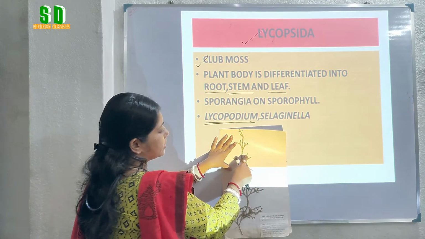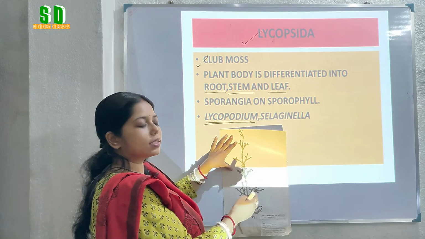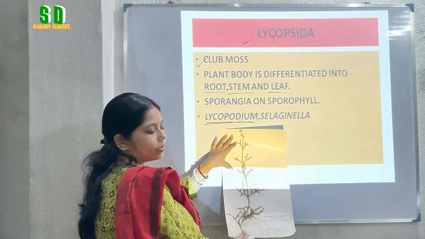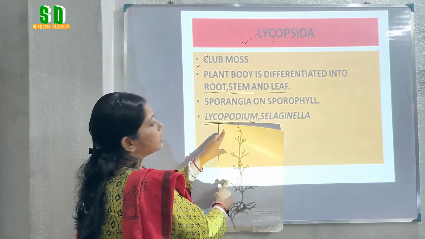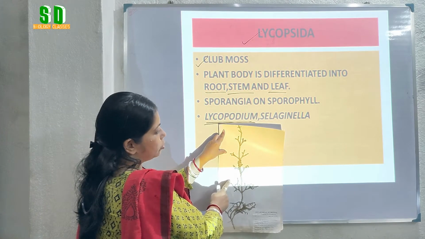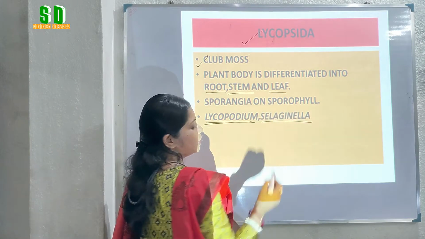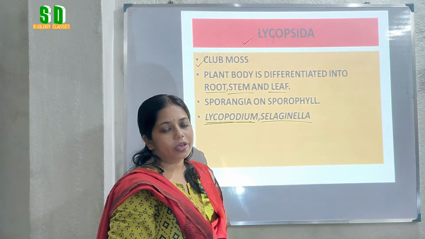In some members we can see the strobilus or cone-like structure. In some members, only the sporophylls are condensed at the tip of the branches. So this is the example of the member of Lycopsida. This is the herbarium sheet of Lycopodium. Another example is Selaginella. This is another member of the Lycopsida.